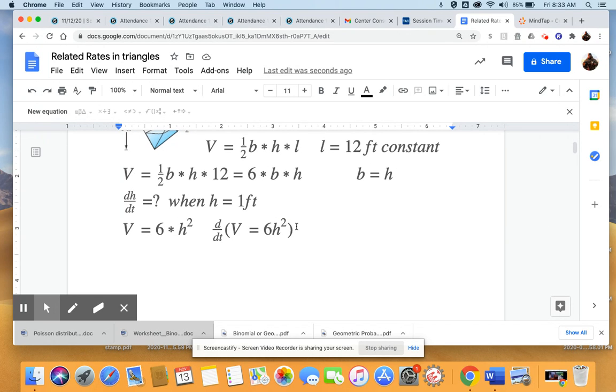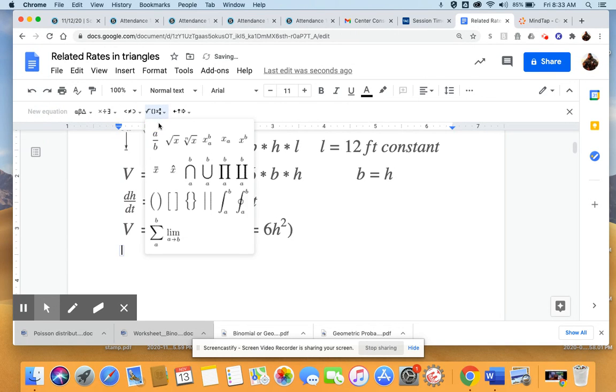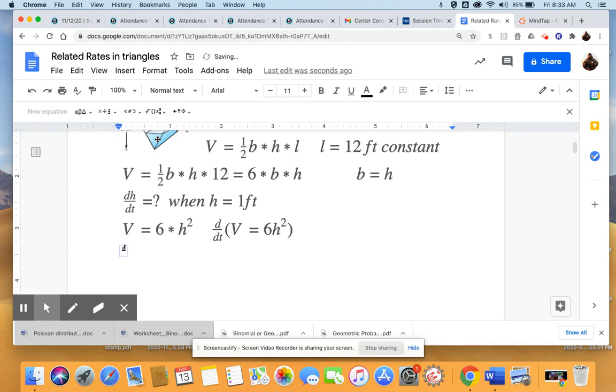Derivative of volume. New equation, fraction. Why did it get small on me? Enter new equation, fraction. We've got dV over dt equal to, now do a power rule, 2 times 6, it's going to give us 12h, and because it's a time derivative, we have to add a fraction here, dh over dt. There we have it.